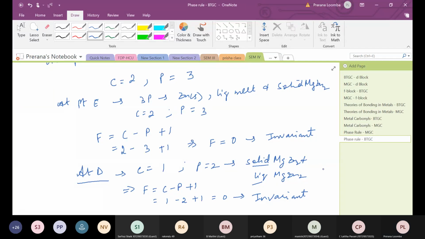Vijayalakshmi, present, ma'am. Kevin, present, ma'am. Varshita, present, ma'am. Manish, present, ma'am. Nihal. Nihal is absent.